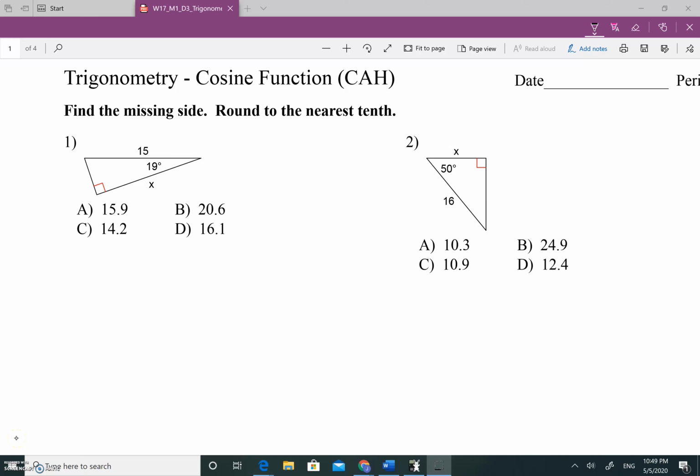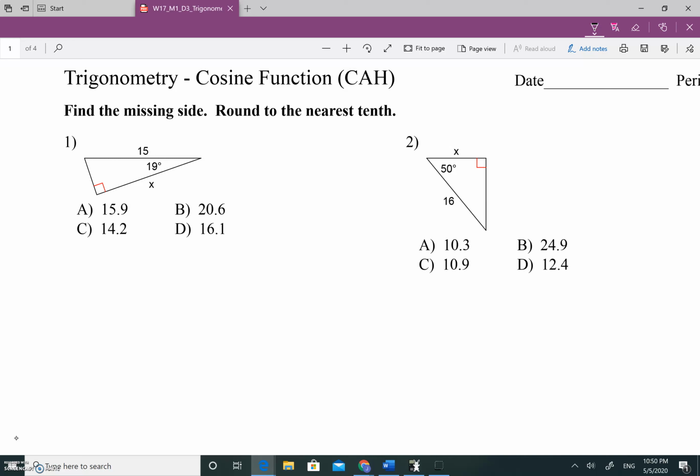Hi guys, so today we're going to do a continuation of what we started off on Monday. On Monday we went over the sine function, and today we're going to go over the cosine function. Now, similar to how we went over the sine function, the cosine function is going to have two cases.